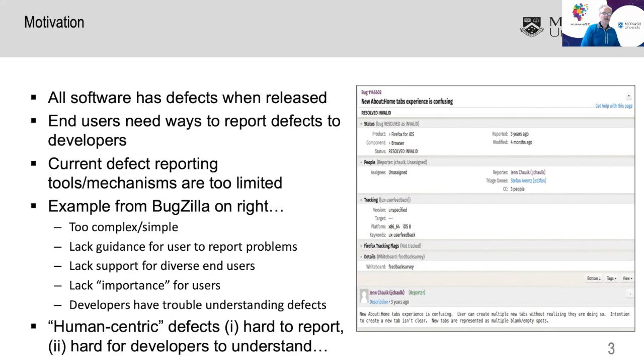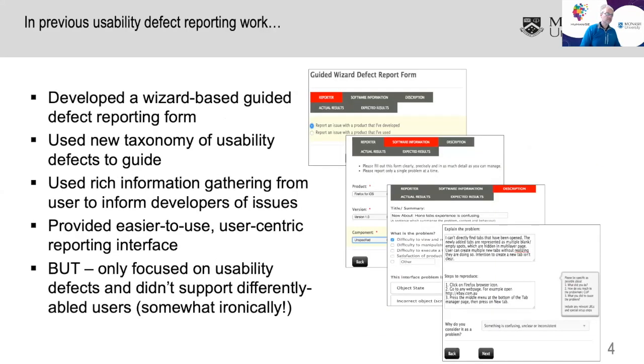Human-centric defects themselves, defects relating to the diverse human characteristics of the users, are both hard to report and hard for developers to understand. We need a better way of both supporting diverse end users and reporting the defects that they have and helping developers to address these.